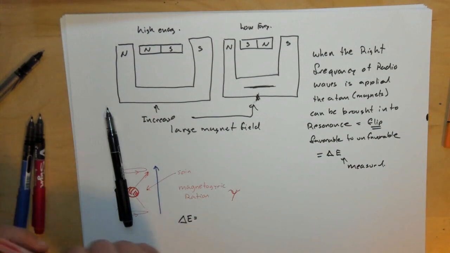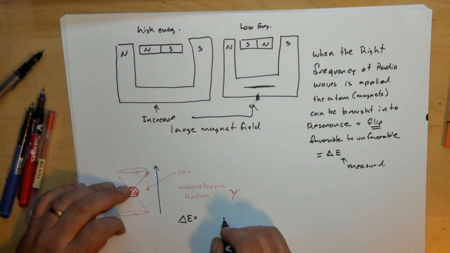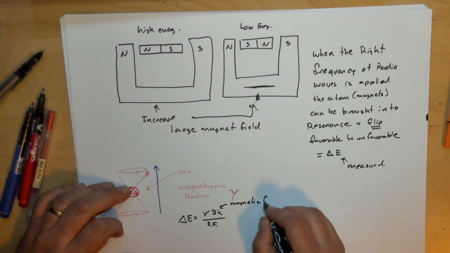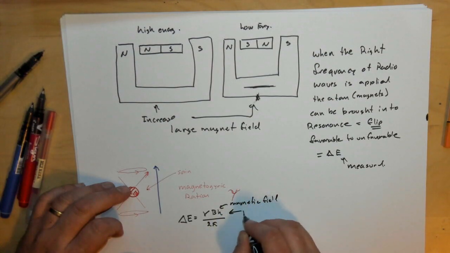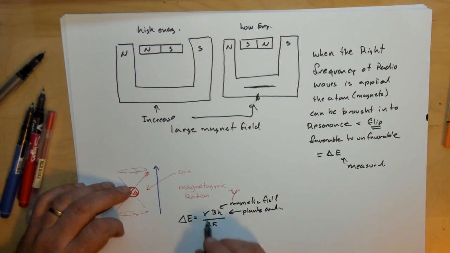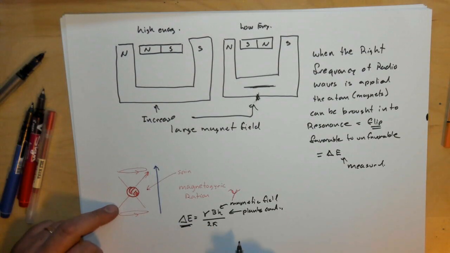And the delta E then is equal to this gyromagnetic ratio times Boltzmann's constant times the magnetic field times Planck's constant divided by 2 pi. And this is the magnetic field, and this is Planck's constant, which gives us the energy value. And this converts then into this energy of the spin, which just gives us a change in energy.